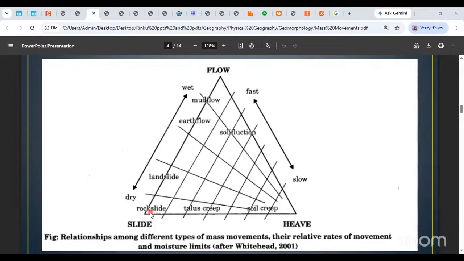Okay, ठीक है, समझा? This is heave to slide, right? These movements go from heave to slide. Now let's look at heave to flow. Okay, let's look at these movements. यहाँ पे आपको usually एक ही movement मिलता है, solifluction. Okay, solifluction करके एक movement होता है.